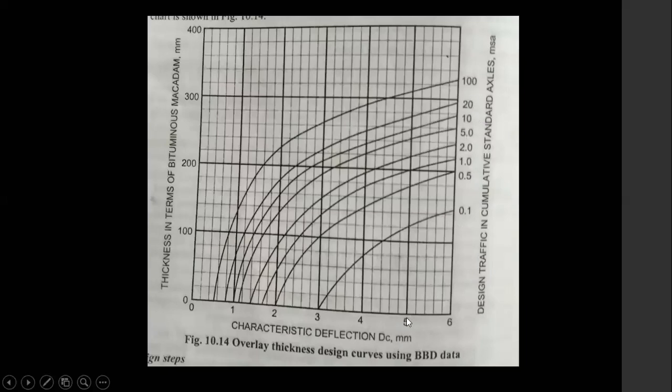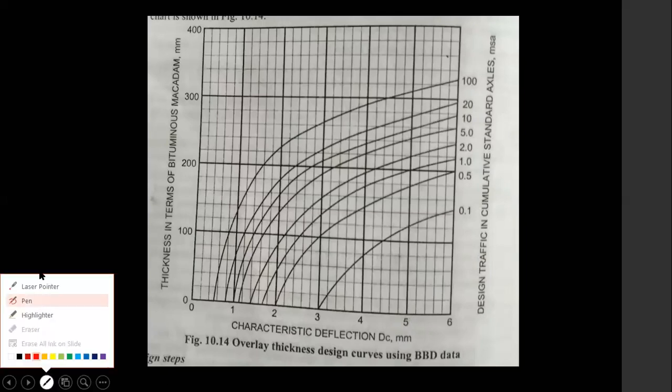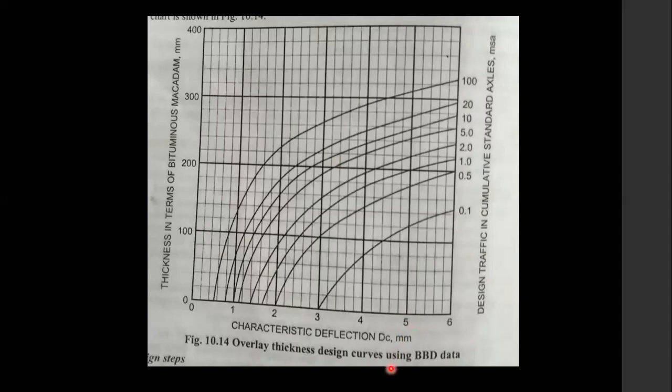Assume the DC value is 5. Listen here, the DC value works out to be 5, and in your problem you have worked out the MSA value as 100. For DC 5 and MSA 100 here, just take the graph to this point. It will touch here, and extend this graph to the y-axis. The answer will be somewhere near 310 or 320 mm. That means you have to provide an additional 320 mm of thickness. Just take this example. In a flexible pavement, you have constructed the total pavement of 800 mm.